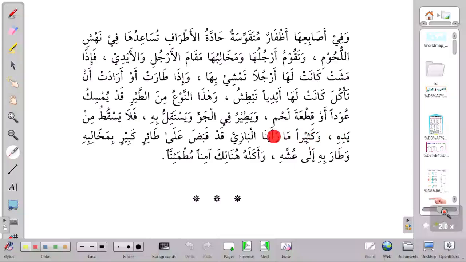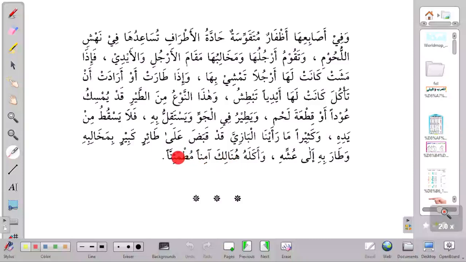وكثيرا ما رأينا البازي, and a lot of times we have seen the bazi. Al-bazi is the falcon. This bird that they call the falcon is called the bazi. So he says, قد قبض على طائر كبير, it may hold on to a big bird بمخالبه, with its claws, وطار به إلى أشه, and fly with it to its nest. Ushun is the nest. وأكله هنالك, and it will eat it there.